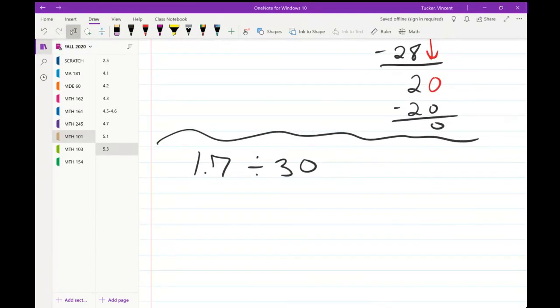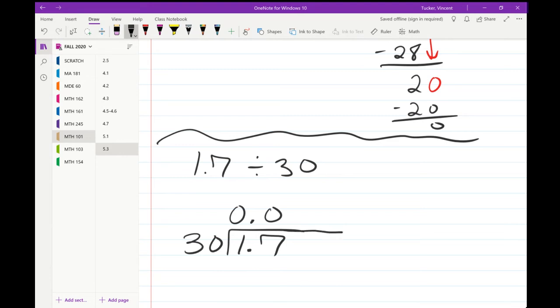All right. 1.7 divided by 30. So 30 on the outside, 1.7 on the inside. 30 doesn't go into 1. 30 doesn't go into 17, so you place a 0 there. So be careful. Make sure you are placing zeros as you move towards the right, because if 30 doesn't go into 17, it has to be recognized. There has to be a number there over that 7.